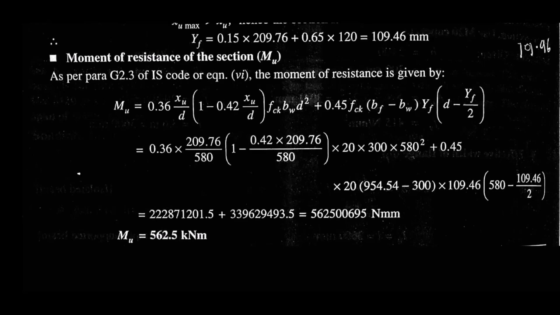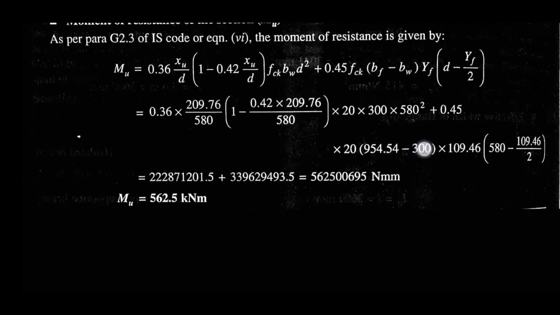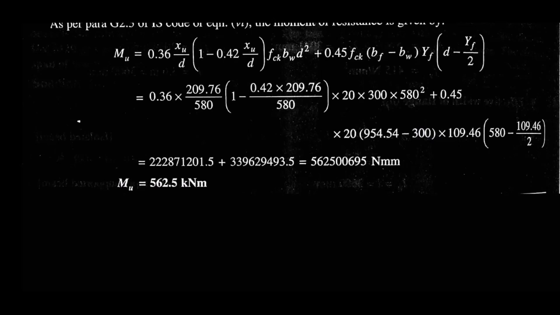that is equal to 222871201.5 plus 339629493.5, that is equal to 562500695 Newton mm, that is equal to 562.5 kilonewton meter. So here is our answer. Mu, the ultimate moment of resistance, is 562.5 kilonewton meter.